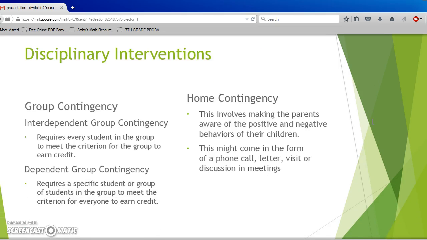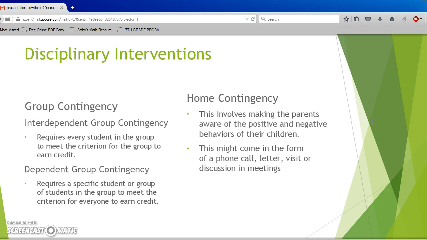More on disciplinary interventions, group contingencies. There's interdependent group contingencies and independent group contingencies. Interdependent group contingencies require every student in the group to meet the criterion for the group to earn credit. Dependent group contingencies require a specific student or a specific group of students in the group to meet the criterion for everyone to earn credit in the group.